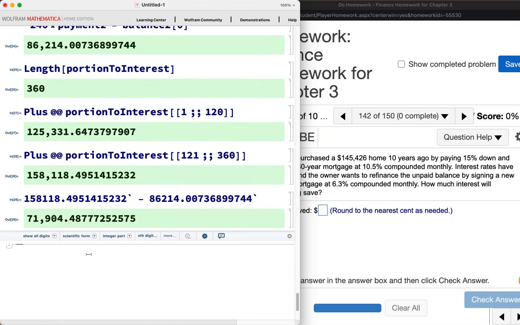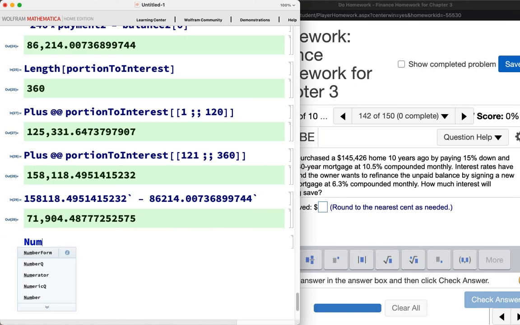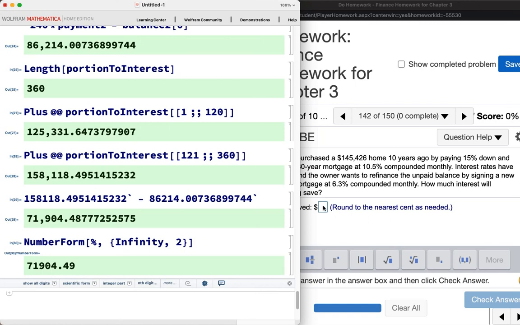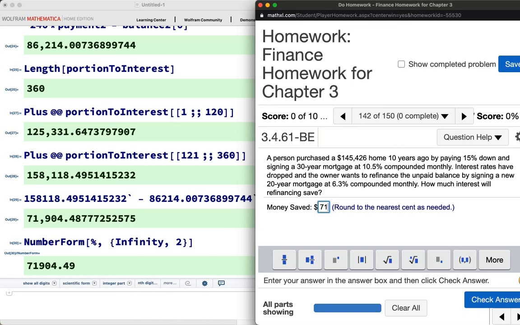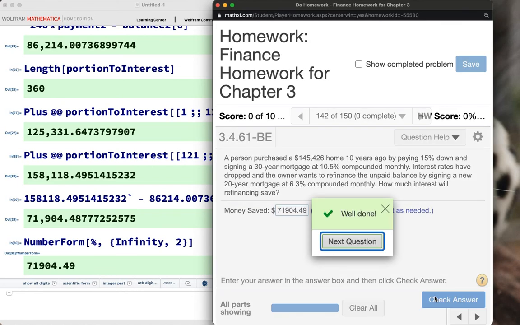It says rounding to the nearest cent is needed. Okay. So, of course, we could use number form to get the same answer. We could do number form answer infinity to two decimal places. I want two digits to the right of the decimal place. All right, so that's going to be $71,904.49. So by refinancing, I actually save $71,904.49 on interest. So let's see if that's correct. Okay, that is correct. That's the answer that Pearson wants. Okay?